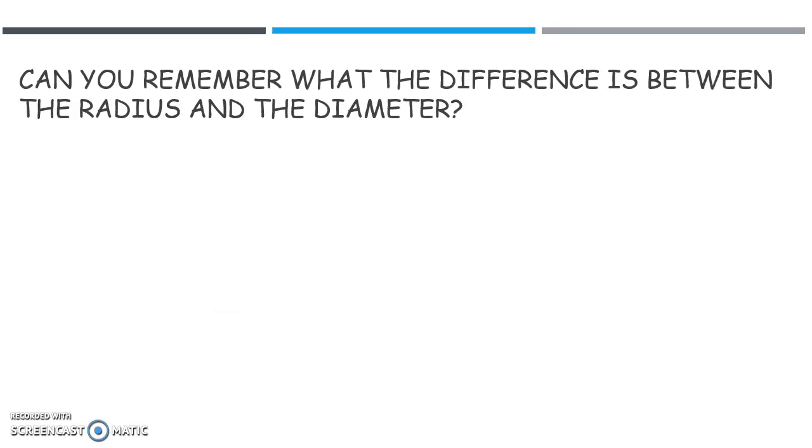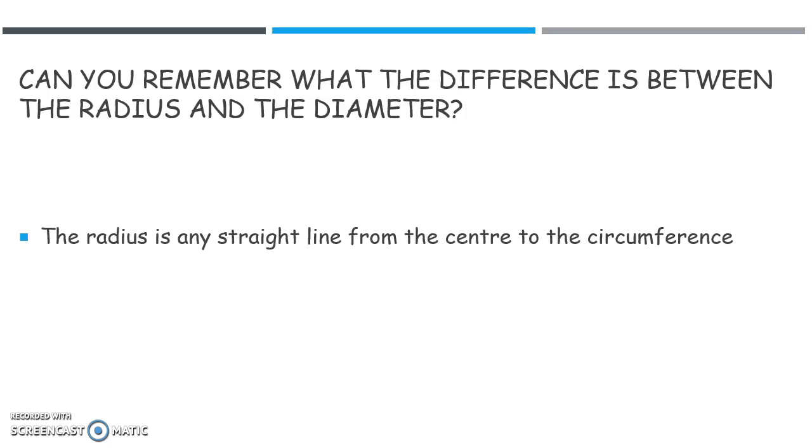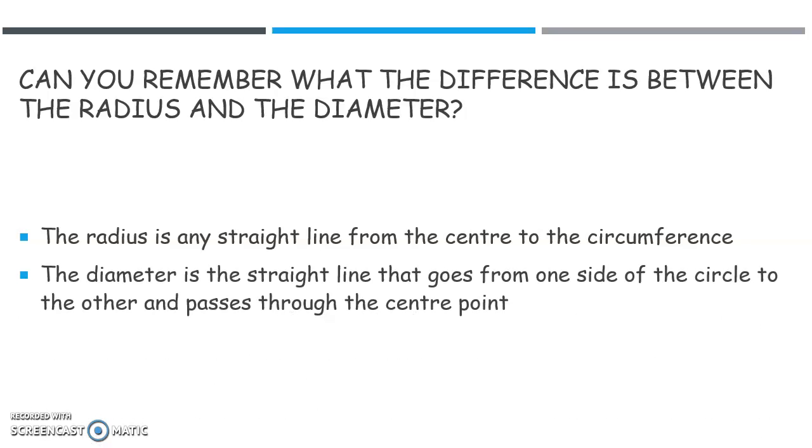Alright? So can you remember what the difference is between the radius and the diameter? You can pause the video now to just try to remember what's the difference, what's the radius and what's the diameter. So the radius is any straight line from the center point to the circumference, and the diameter is a straight line that goes from one side of the circle to the other and passes through the center point. That's really important that it has to pass through the center point.